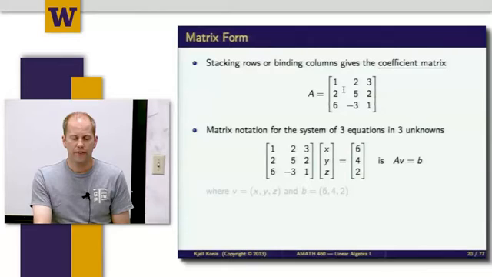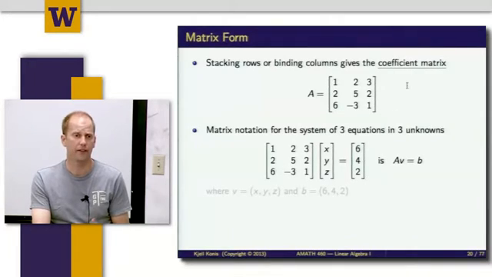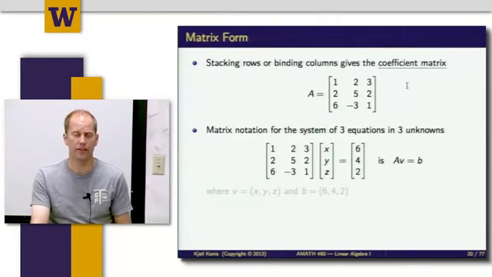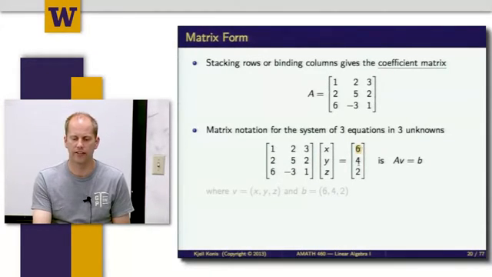So if A is my coefficient matrix, then I can write my system of 3 equations and 3 unknowns like this. I have the coefficient matrix times a vector of unknowns, and that's going to equal a vector of the right-hand side. So these were equations like ax plus by plus cz equals d. These are these values d. They go on the right-hand side here in a vector called b.